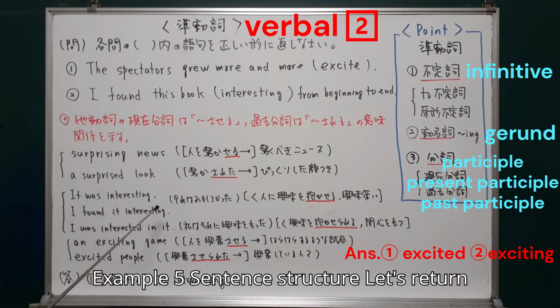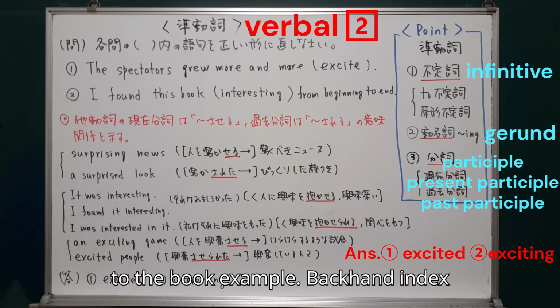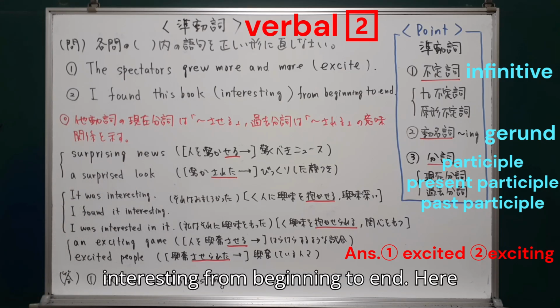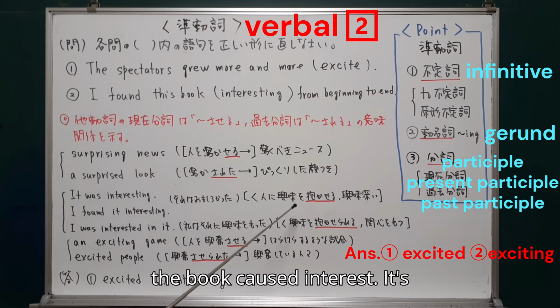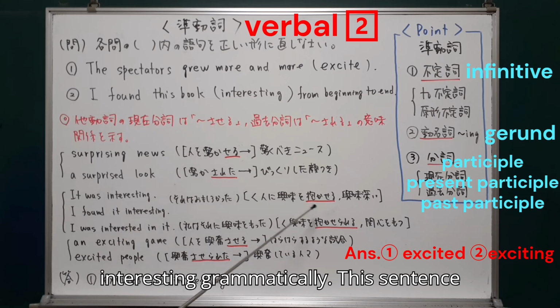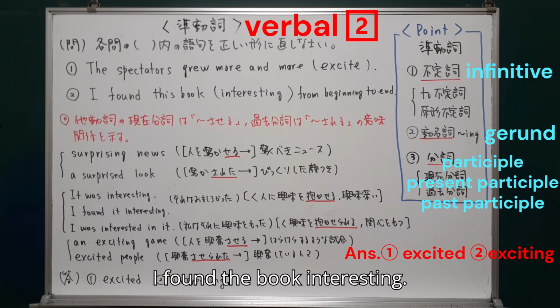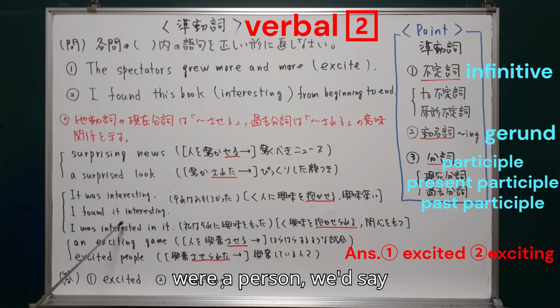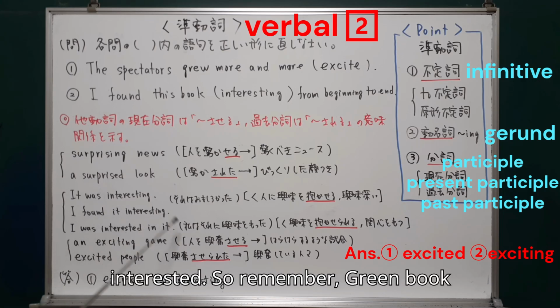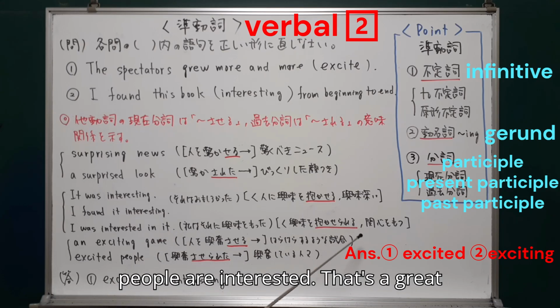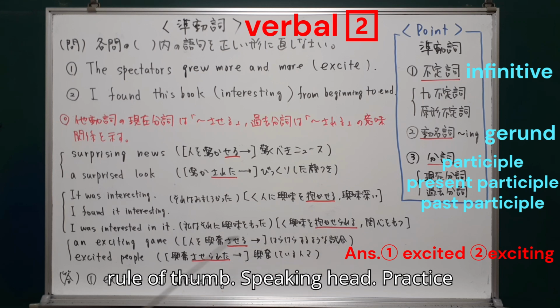Example 5. Sentence structure. Let's return to the book example. I found this book interesting from beginning to end. Here, the book caused interest, it's interesting. Grammatically, this sentence has the structure S plus V plus O plus C, I found the book interesting. The object, book, equals the complement, interesting. If the subject were a person, we'd say interested. So remember, things are interesting. People are interested. That's a great rule of thumb.